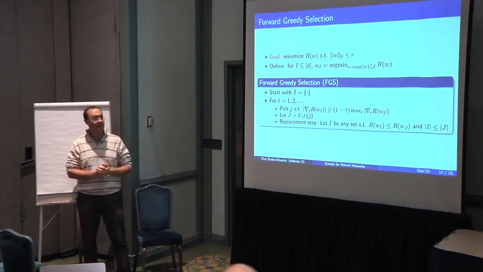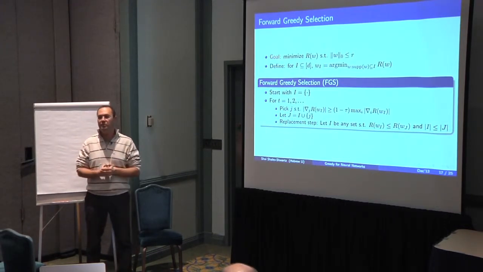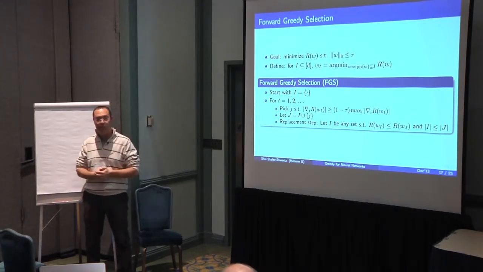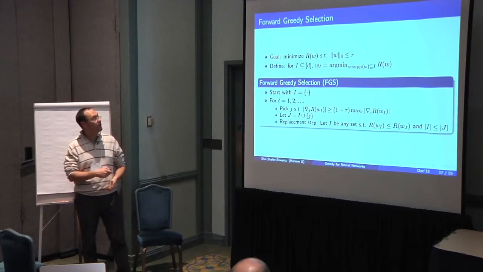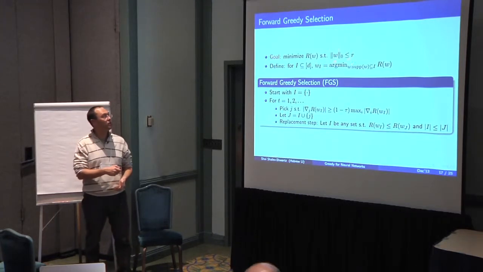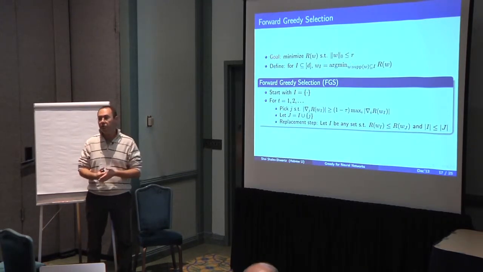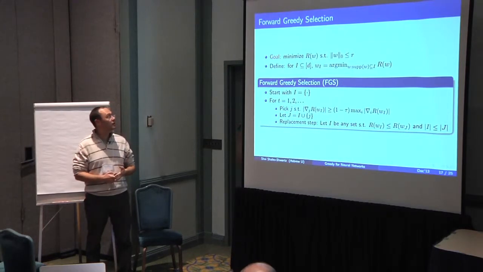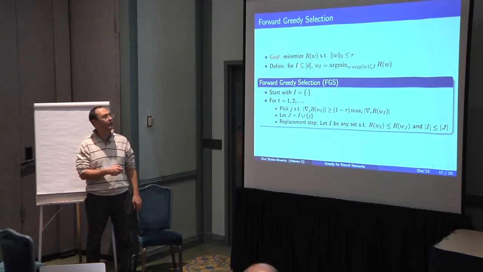using forward greedy selection. So what is forward greedy selection? We probably heard about it today. It is closely related to the Frank-Wolfe algorithm. So we would like to minimize a convex function R of w, but we have a non-convex constraint that the L0 norm of w should be smaller than R. Now, for any subset of features that are allowed, I denote by w_I the vector whose support must be in I and minimizes the problem.